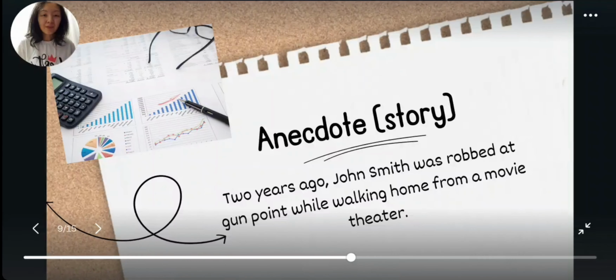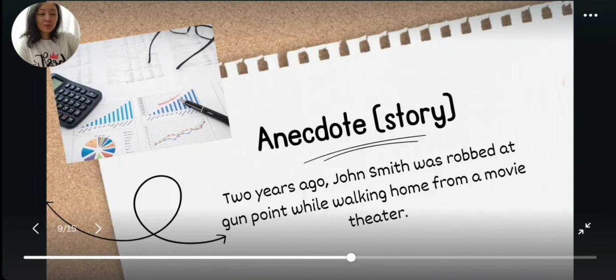And one more. Your essay or the article can be started with an anecdote, which means some interesting story. For example, 2 years ago, John Smith was robbed at gunpoint while walking home from a movie theater. In general, everybody likes stories. And I'm sure if you put in some intrigue or some interesting facts or some strange things, it will definitely lead a reader to reading further.